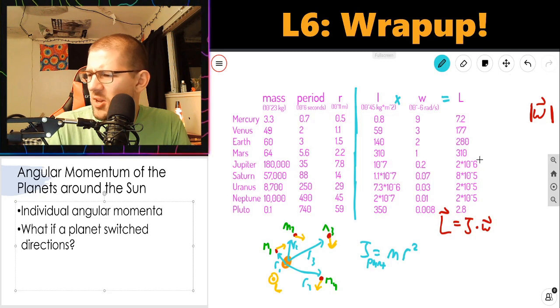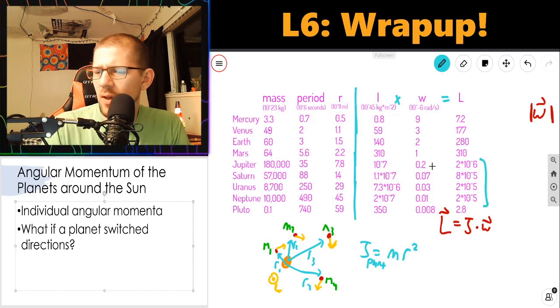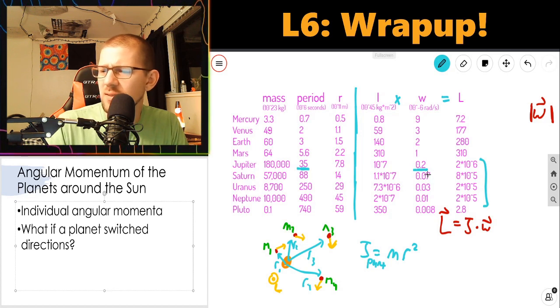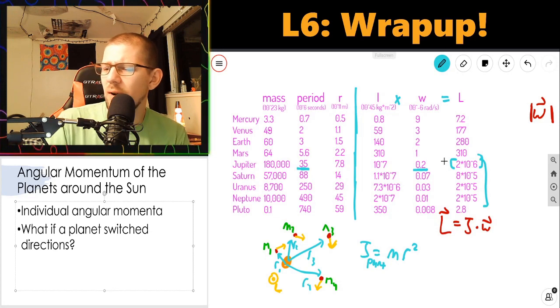So if you look, the major players are basically Jupiter, Saturn, Uranus, and Neptune. That makes some sense to me because they've got the most mass and they're pretty far away. Jupiter being the biggest player doesn't surprise me too much. It's got a pretty fast rate of rotation compared to the other gas giants. The fact that it's almost 3 times as big as the next biggest tells you something. Jupiter's a big deal. Jupiter contributes to our angular momentum a lot.